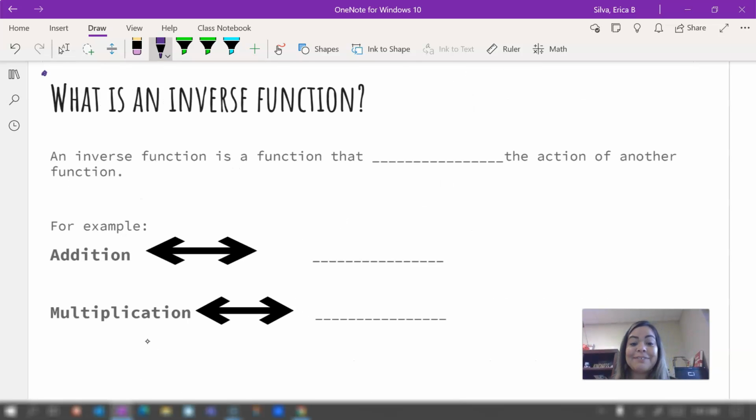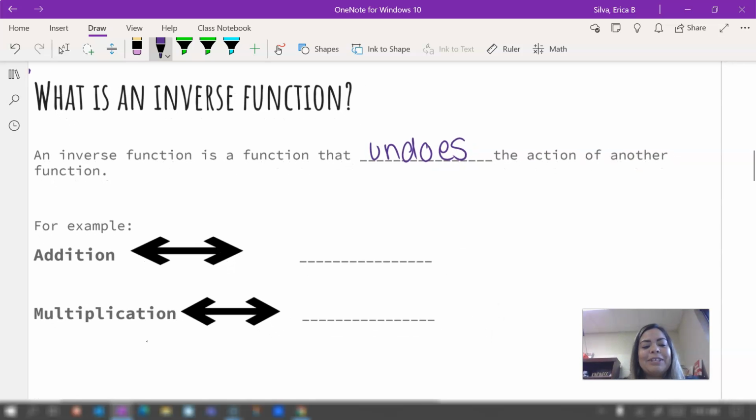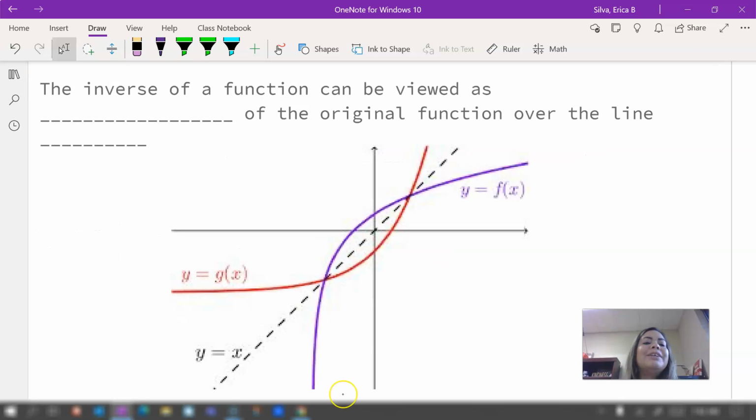What is an inverse function? An inverse function is a function that undoes the action of another function. For example, the operation that undoes addition is subtraction, and for multiplication, it is division. So the inverse of addition is subtraction. The operation that undoes multiplication is division.